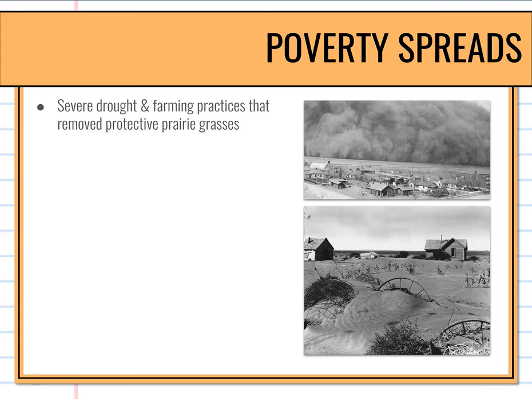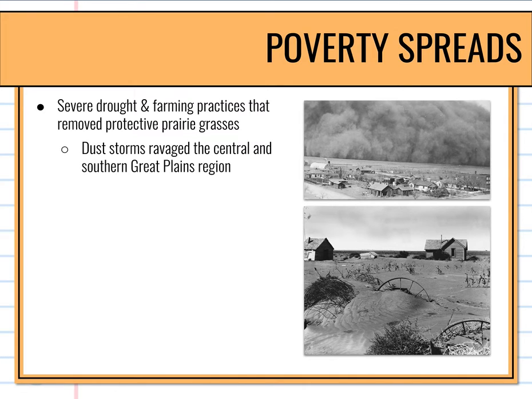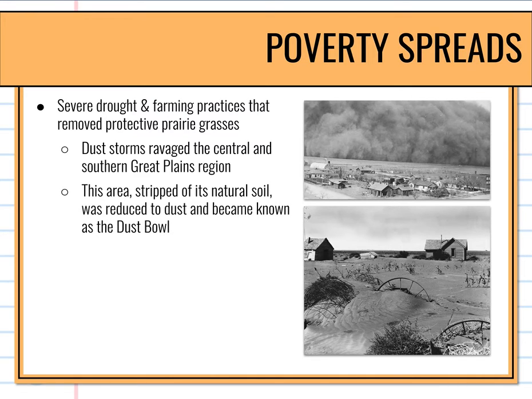Another thing that's causing problems, especially in the farming community out in the Midwest, is that there was a severe drought, and also there had been some poor farming practices that basically stripped the land of its protective prairie grasses out in the Midwest. And this causes huge dust storms out in the Great Plains region. Basically, that area was stripped of its natural protective soil. The area becomes reduced to dust, and combine that with severe drought and strong winds, it becomes known as the Dust Bowl.